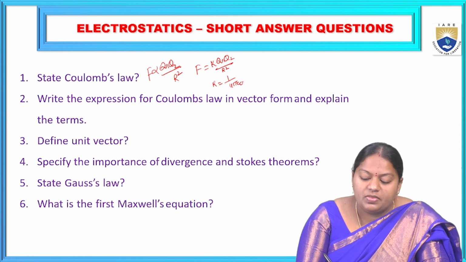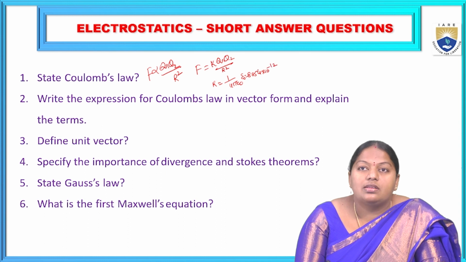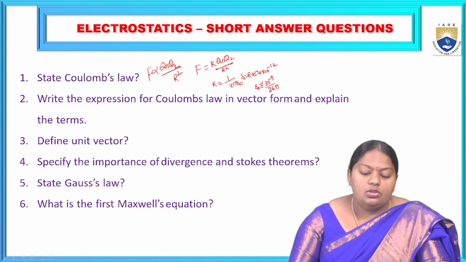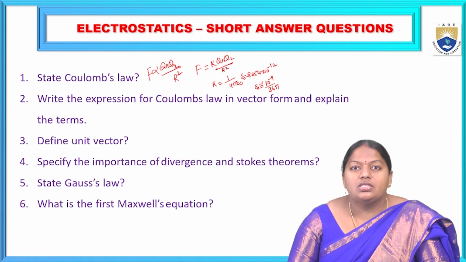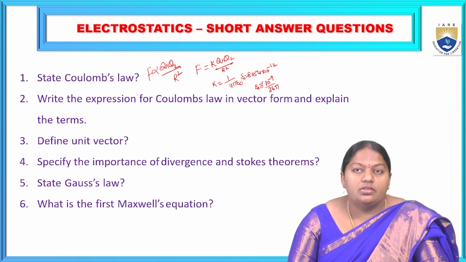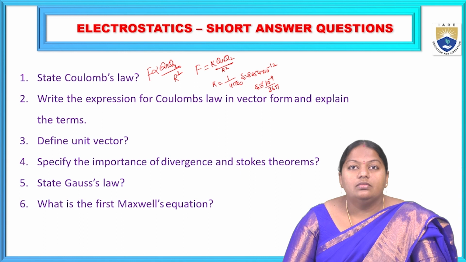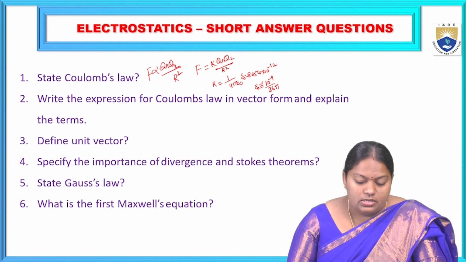As we know, epsilon naught value is equal to 8.854 into 10 power minus 12, or sometimes we may use the approximate value, that is 10 power minus 9 by 36 pi. So the force between two stationary charges is directly proportional to the product of those two and inversely proportional to the square of the distance between the two. This is the statement related to Coulomb's law.